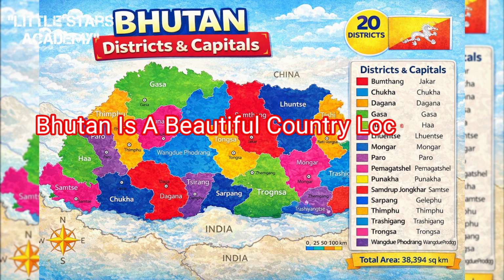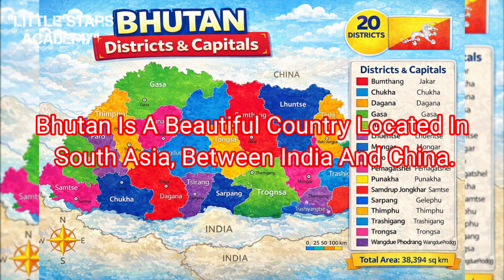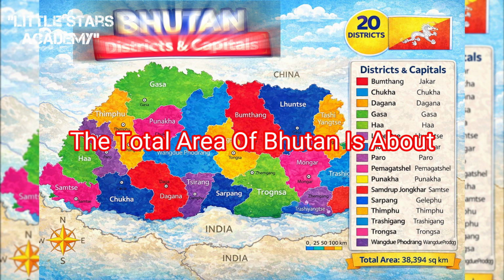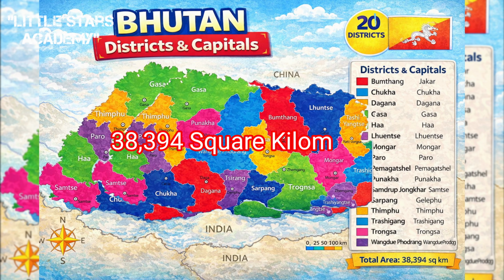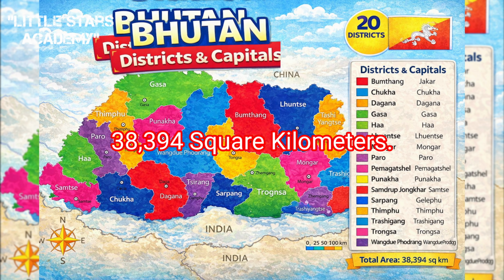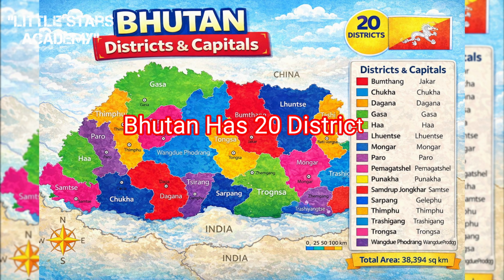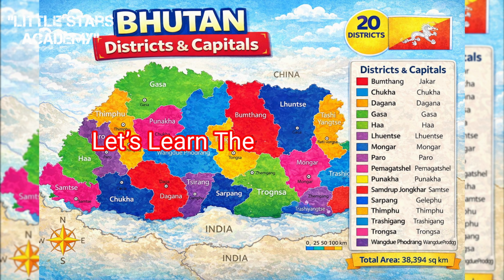Bhutan is a beautiful country located in South Asia between India and China. The total area of Bhutan is about 38,394 square kilometers. Bhutan has 20 districts, also known as Dzongkhags. Let's learn them one by one.